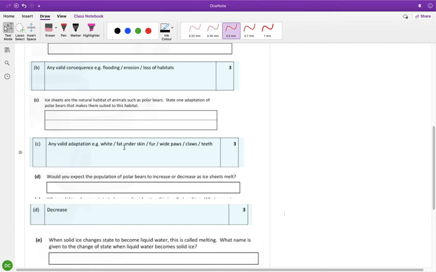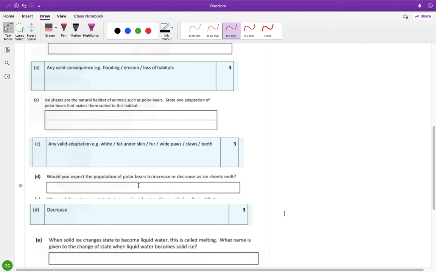You have fat under the skin. Why would that be there? Because it's cold, and that would be very insulating. And big, thick fur, again, it's cold. Wide paws, that would help with friction and grip, because obviously it's ice. Their claws, and their teeth. Okay, it doesn't really matter. I'd imagine one of the first two is what most people went with, and most of the ones I read. So their colouring, or the fact that they have a thick layer of fat under their skin to keep them warm, or their coats, I suppose, to keep them warm as well.